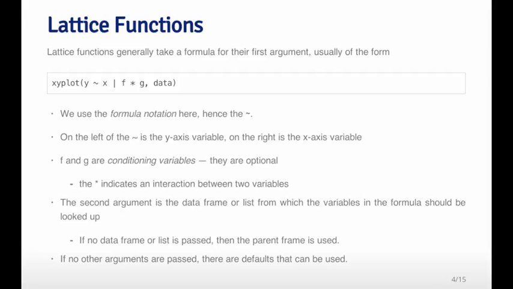The second argument is the data argument, and this is the data frame where the variables x, y, f, and g can be found. If there's no data frame there, then it will look in your workspace for the variables to plot.